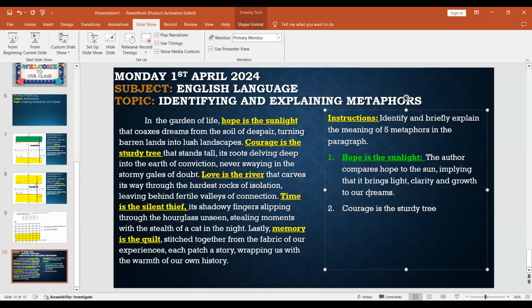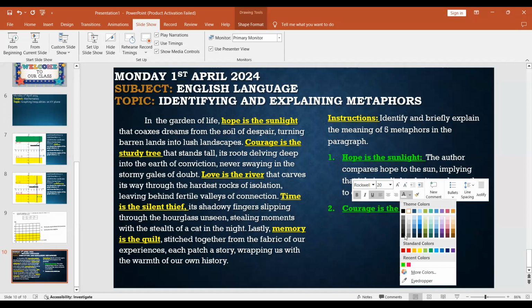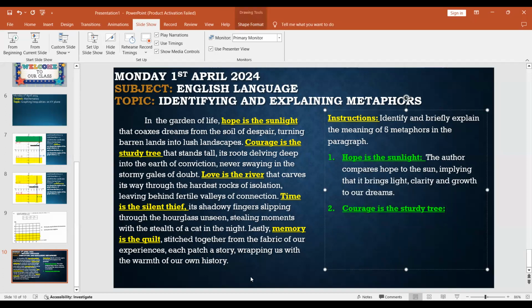This one is nice. When the author says courage is the sturdy tree, what are they trying to say? What does that metaphor mean? Anyone can answer. Courage is the sturdy tree. It's as strong as a tree. What do we know about something that is strong? It's what? Resilient. It's resilient. Okay. What else? Rooted.